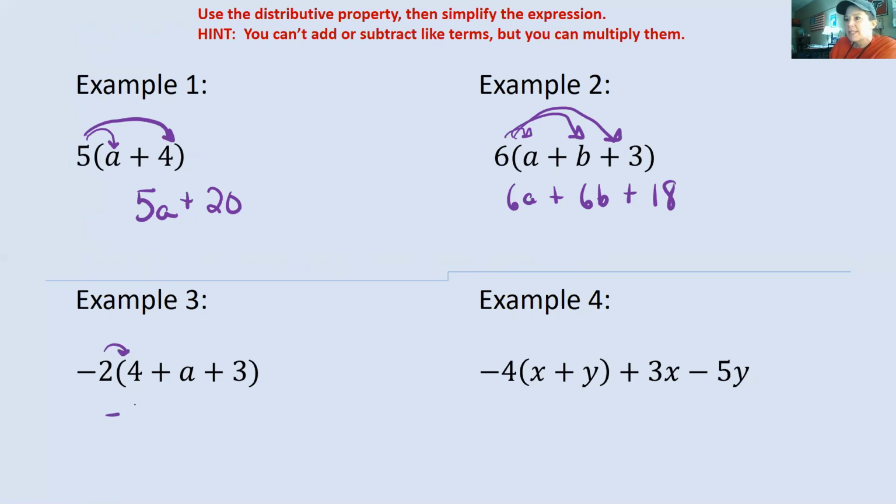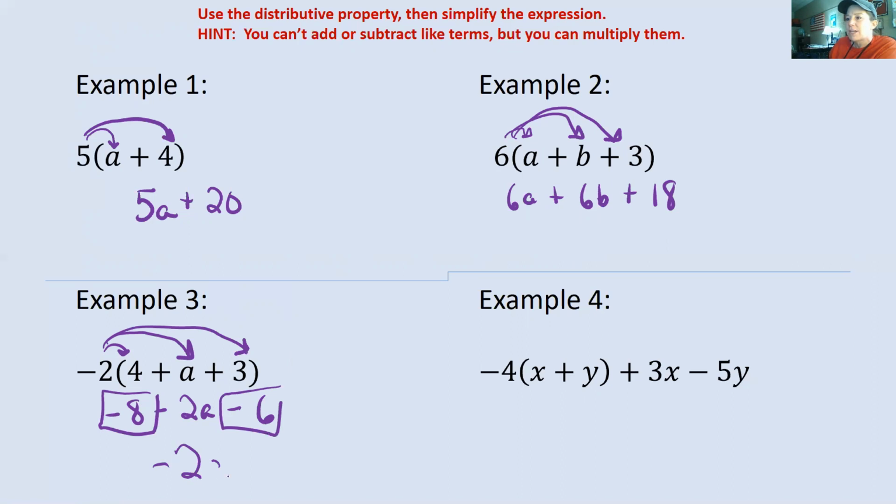Negative 2 times 4 is negative 8. Negative 2 times 1a is negative 2a. Negative 2 times 3 is negative 6. And then we have to look at it and say, okay, well, here we have two like terms. That should be an A. I don't know, it looks weird. But we have negative 8 combined with negative 6 is negative 14. So our final answer is negative 2a minus 14.